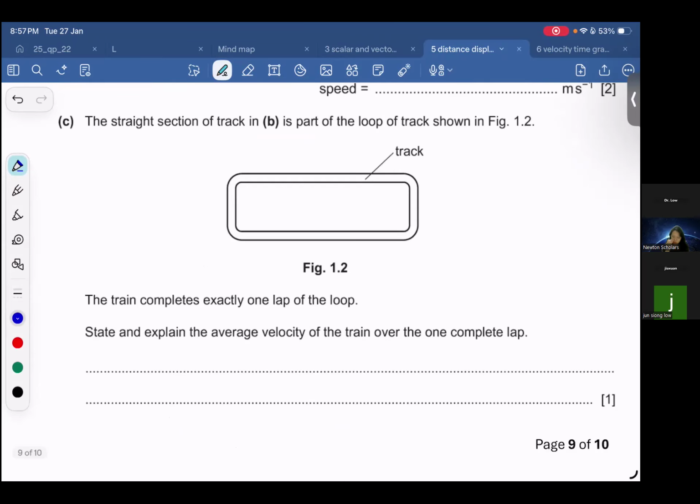Okay, the straight sections of track in B is part of the loop of track shown in the figure here 1.2. The train completes exactly one lap of the loop. State and explain the average velocity of the train over the one complete lap. What is your average velocity?